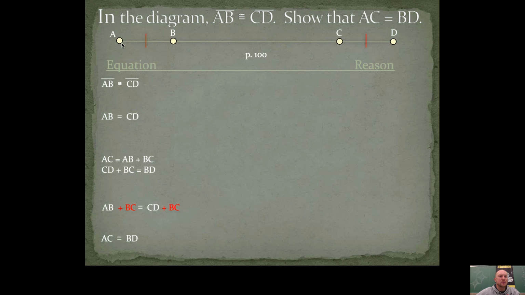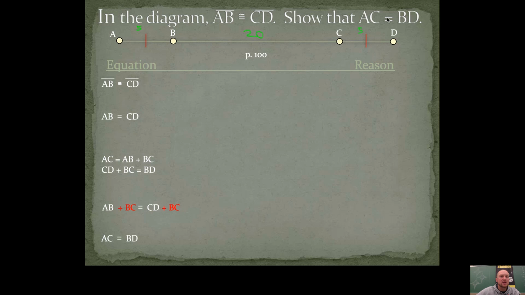Show that the distance from A to C, that's this bigger segment, is equal to the distance from B to D. Make sure you believe this first. Let's pretend the distance from B to C is 20. I'm just making that up. That length is 20. The distance from A to B is 5, and it's congruent to the distance from C to D, so that's 5.